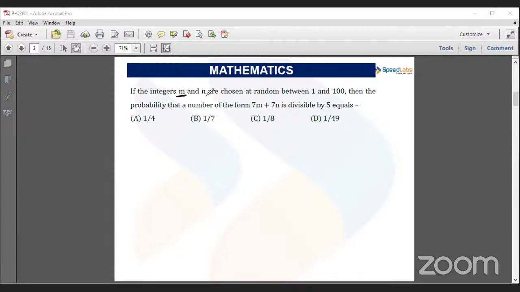If the integers m and n are chosen at random between 1 and 100, then the probability that a number of the form 7 power m plus 7 power n is divisible by 5 equals. So you have to choose m and n, two integers from 1 to 100. Then the probability that a number of the form 7 power m plus 7 power n is divisible by 5 equals, most likely you must have done this type of question. So quickly give me the answer. What will it be?